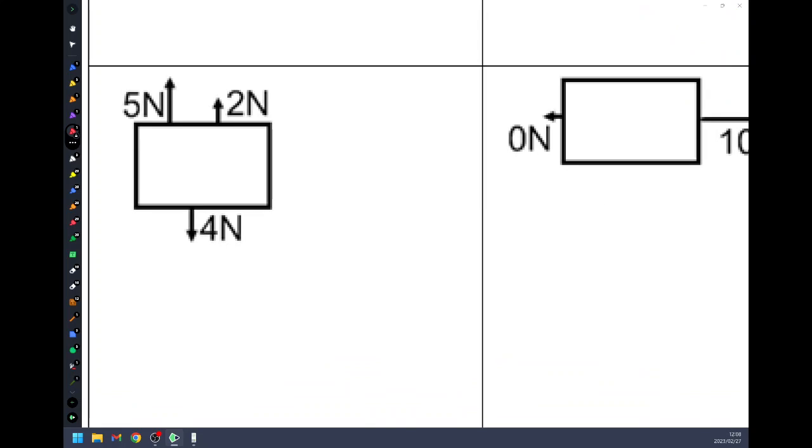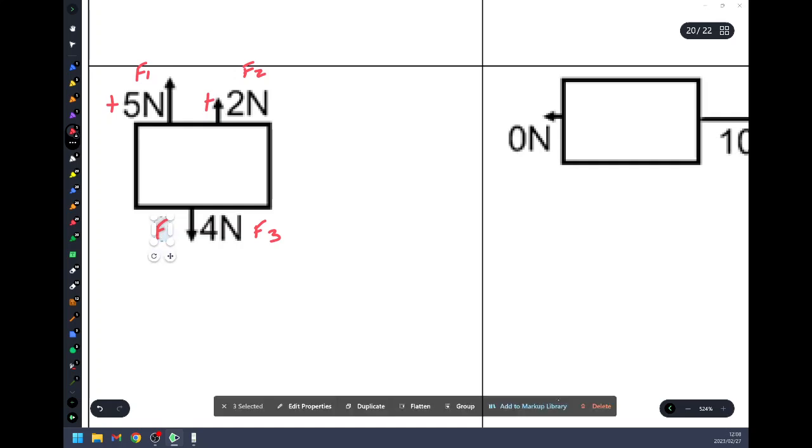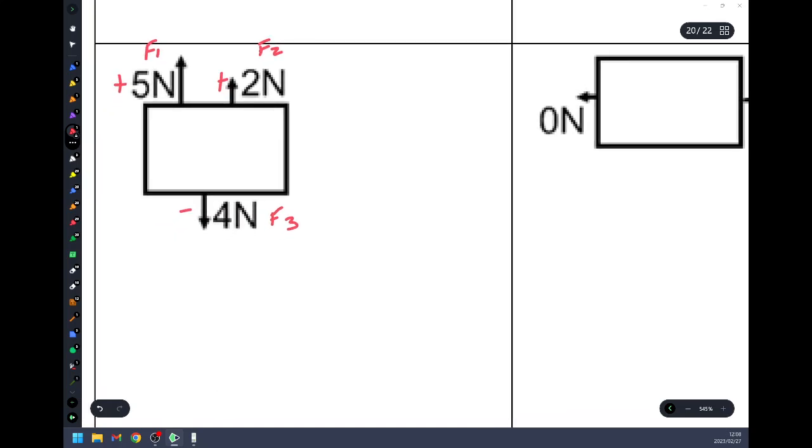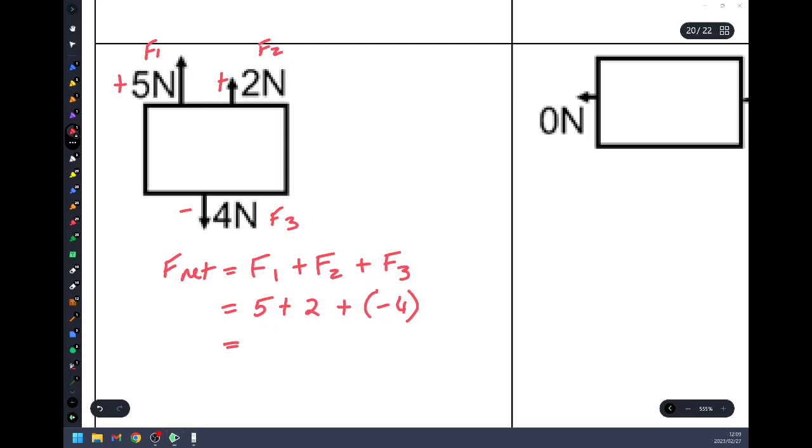Okay, so let's look at one that isn't going to give us a 0 Newton net force. Once again, we've got 2 going up, so positive, positive. Let's name them F1, F2, F3, and this is going to be a negative force. Right, so write out our equation. Always write out the equation. F1 plus F2 plus F3. And so that is going to be F1, 5 newtons, plus F2, 2 newtons, plus F3, which is minus 4 because it's acting down. So that's going to give us 7 minus 4, a net force of 3 newtons.